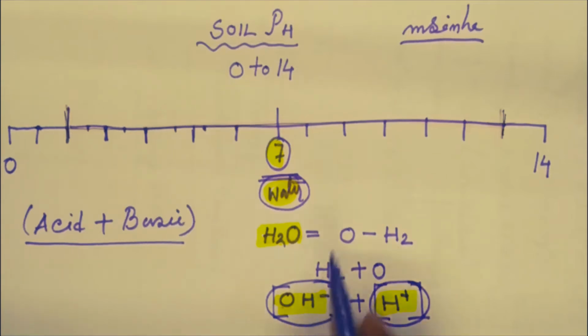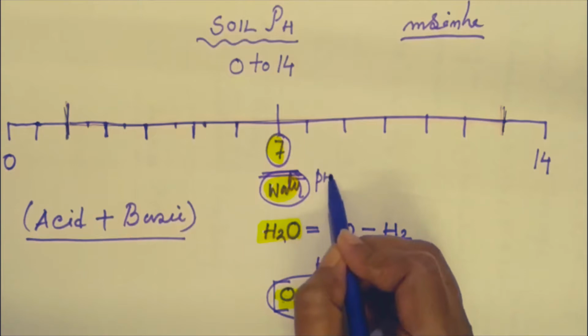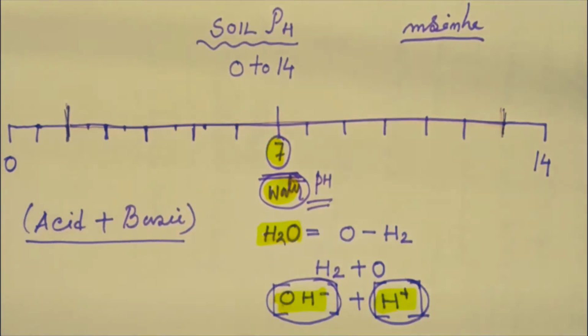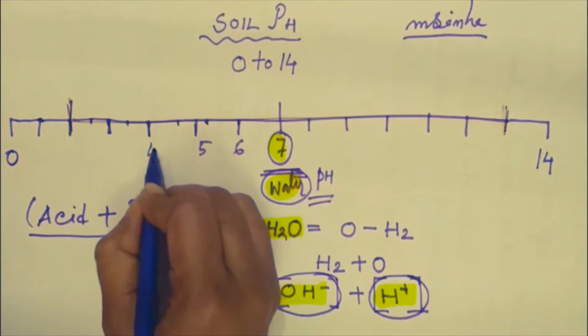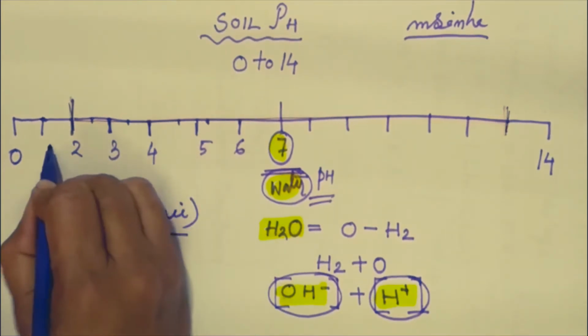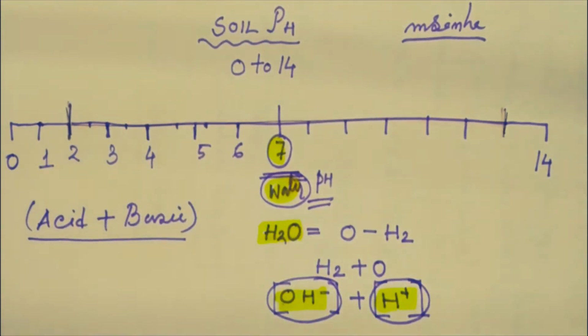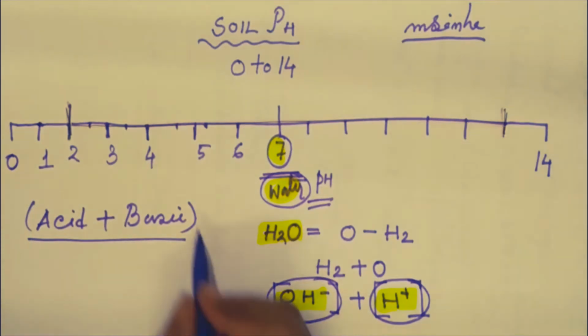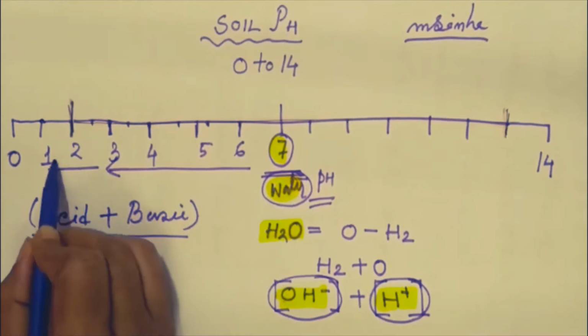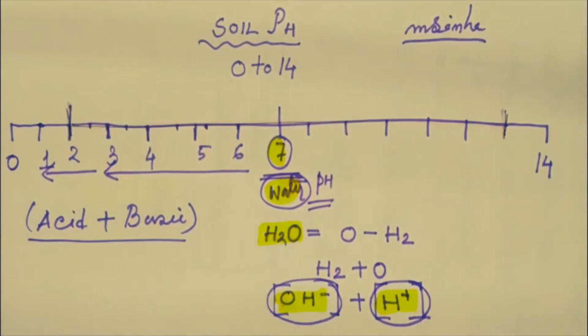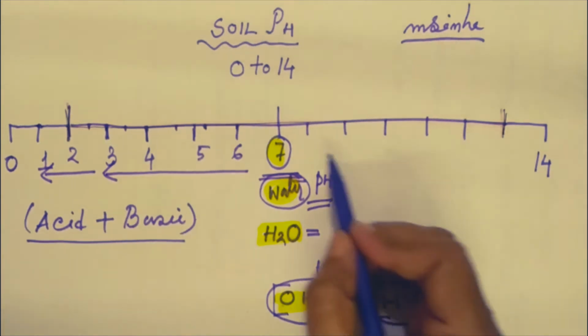Therefore the pH value of fresh water, rather distilled water, is 7. Anything below 7, that is 6, 5, 4, 3, 2, 1, the acidity increases in this direction. And a pH level above 7 is basic.